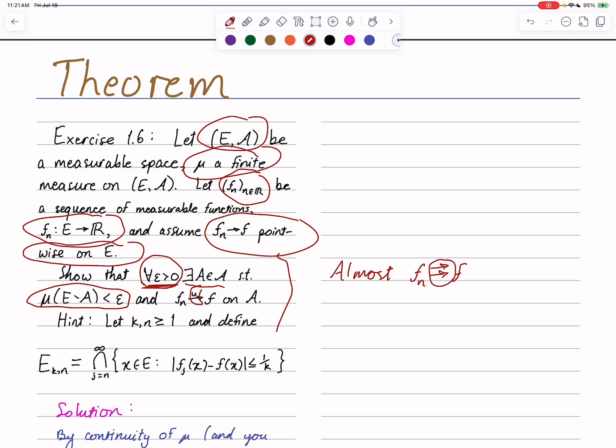And then on this set, on this very big set that contains almost everything, not everything because the difference between it and the entire space can be positive, and so you're missing some points, but on this very large set, you actually have uniform convergence. So that's what I'm calling almost uniform convergence, right? It converges on a very large set, even if it's not converging uniformly on the entire set.